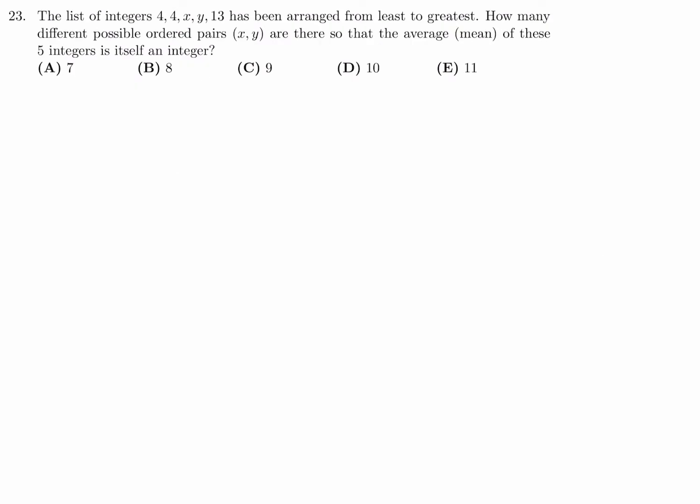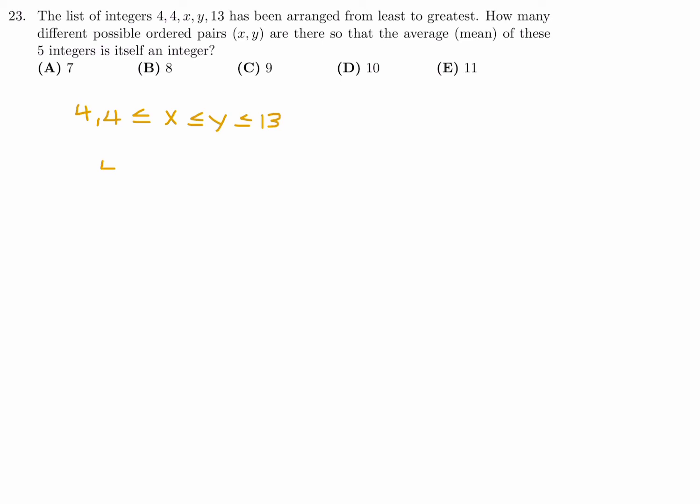The list of integers 4, 4, x, y, 13 has been arranged from least to greatest. How many different possible ordered pairs x, y are there so that the average mean of these 5 integers is itself an integer? So 4, 4, and then x is greater than or equal to 4, y is greater than or equal to x, and 13 is greater than or equal to y.